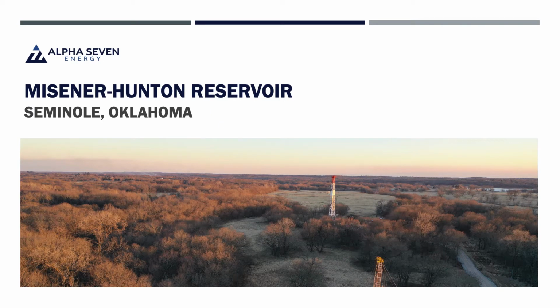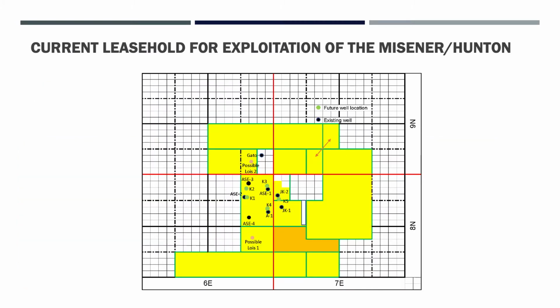This presentation is intended to summarize the results and conclusions of the work that was done on the ASE number 4 in the Misener Hunton Reservoir in Seminole, Oklahoma. This map shows an outline of the acreage in yellow under which leases are held and available for the exploitation of the Misener Hunton, along with shallower horizons that have shown to be productive in the area.